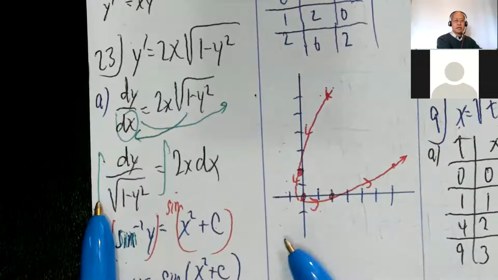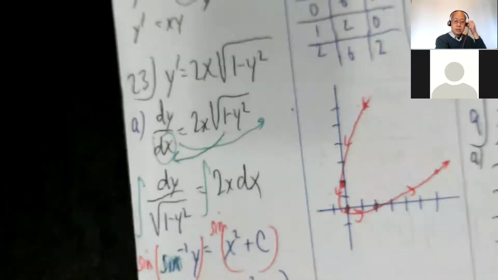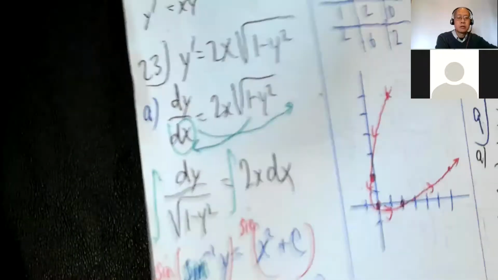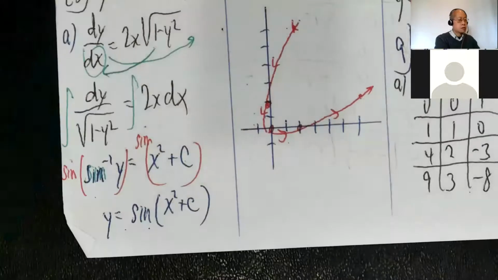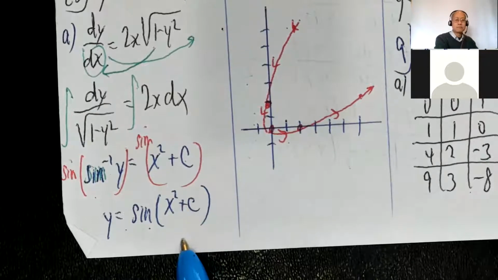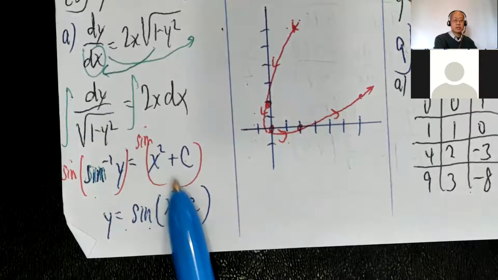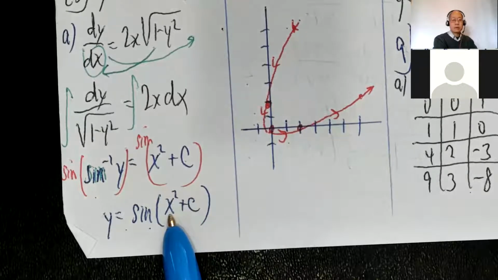Inverse sine of y is x squared plus c. How do I get rid of inverse sine? Take the sine of both sides. So y is equal to sine of x squared plus c. I won't bother to graph it. This is not a nice graph, by the way, and it's not even periodic. Normally we think sine is a periodic function, not for x squared. X squared is weird because of the fact that you're squaring.